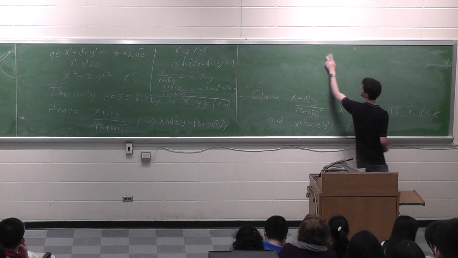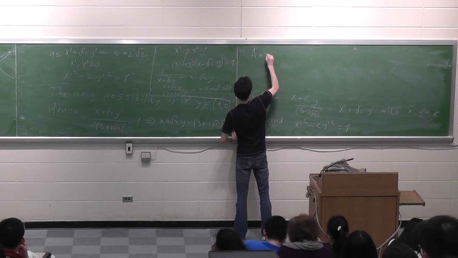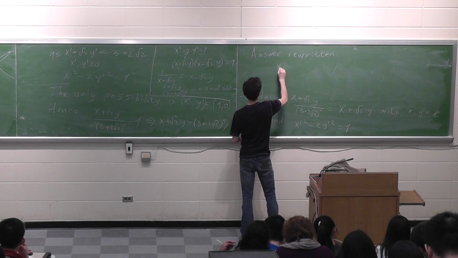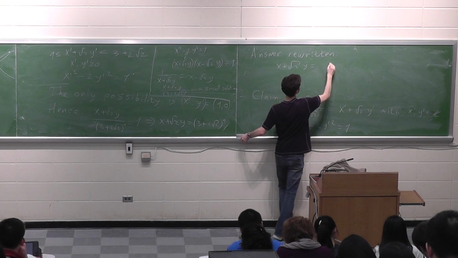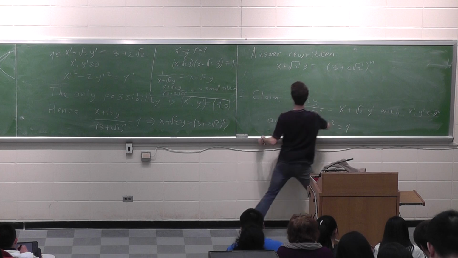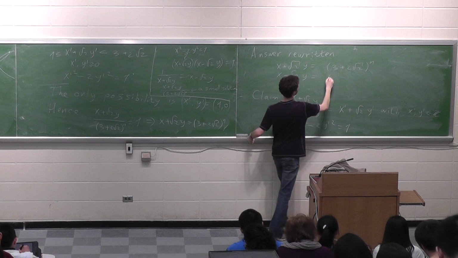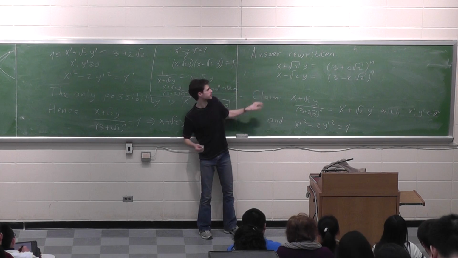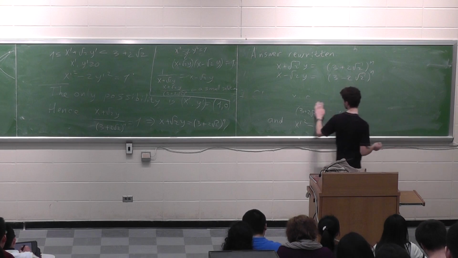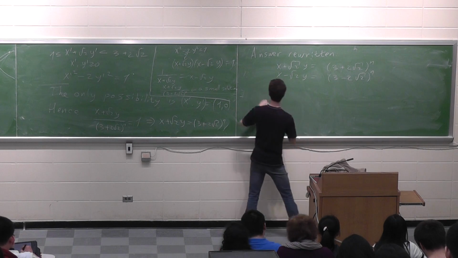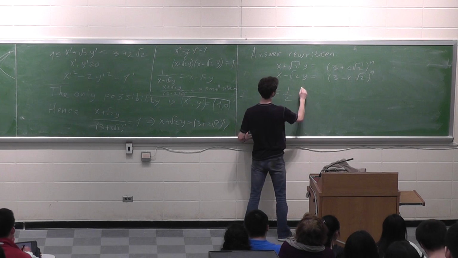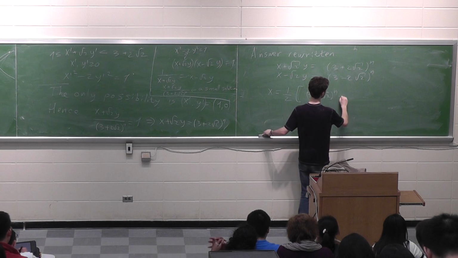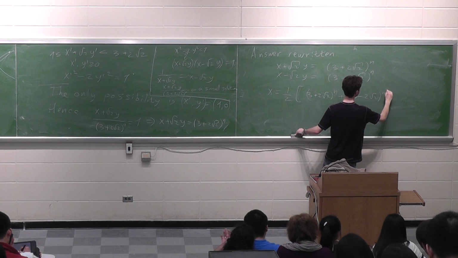How can I actually find x and y? If I know that x plus square root of 2 y is equal to (3 plus 2 square root of 2) to the power n, I know that x minus square root of 2 y is the same thing, but with square root of 2 replaced with minus square root of 2. To find, say, x, I can just take the sum of these two things. So x is 1/2 of the sum: (3 plus 2 square root of 2) to the power n plus (3 minus 2 square root of 2) to the power n.